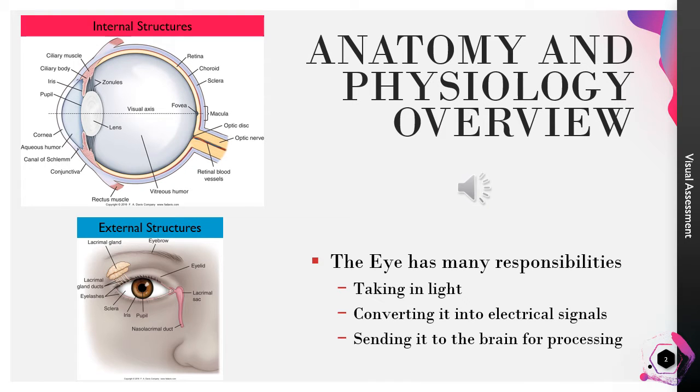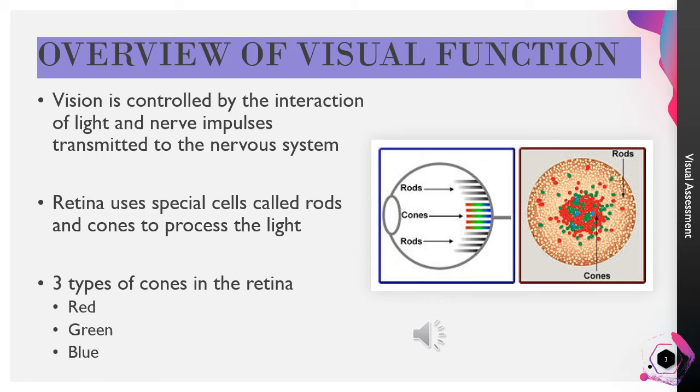Okay, so this is just a brief overview of the anatomy and physiology of the eye. The eye has many responsibilities, which include taking in light, converting it into electrical signals, and sending it to the brain for processing. There's also a couple of diagrams here that show you the different structures of the eye. This is an overview of visual function.